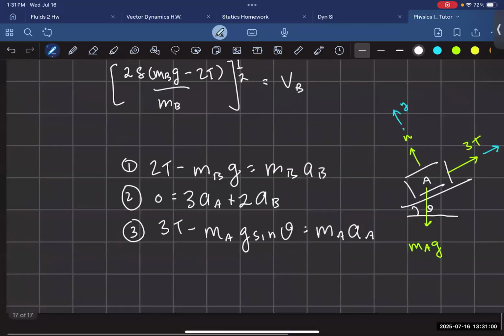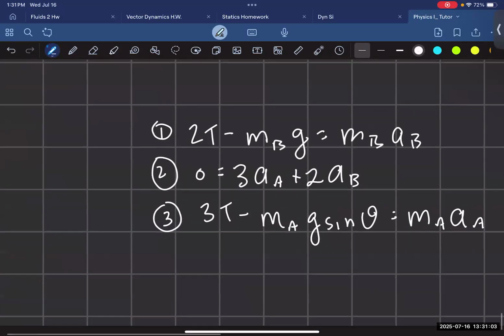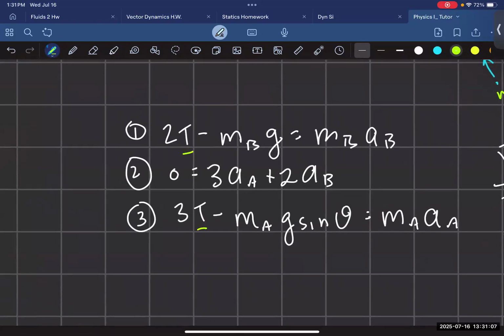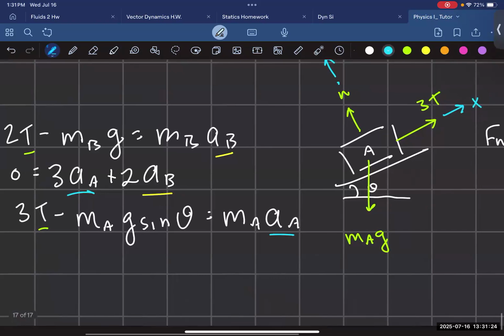Right? Well, the first unknown is tension. Our second unknown is the acceleration of B. And our third unknown is the acceleration of A. We have three unknowns, three equations. That means the system is solvable. And let's solve for it actually.